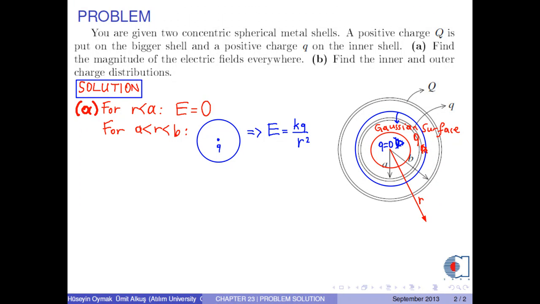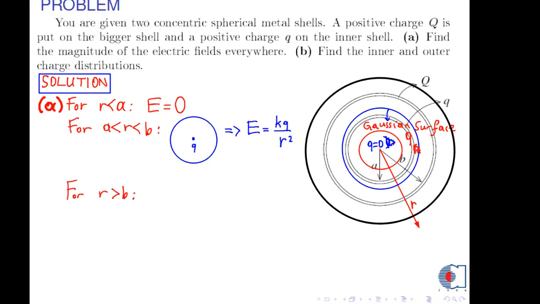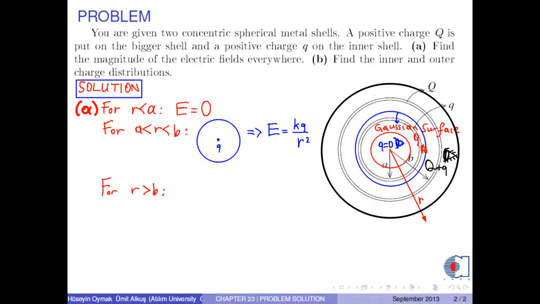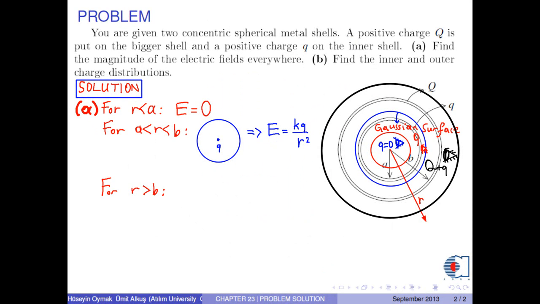Finally, for the region r is greater than b, that is outside the spherical shells, if we draw a Gaussian spherical shell enclosing this region, and if we put an eye in this region, we see the total charge capital Q plus Q. According to the shell theorem, this charge can be considered as if it is concentrated in the center. Therefore, the electric field is calculated by the formula K times capital Q plus Q over r squared.